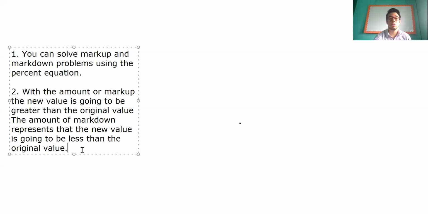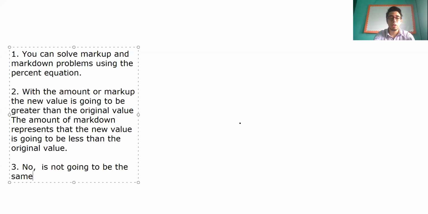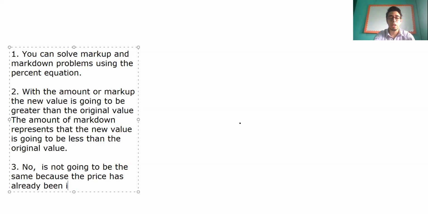So explain why the new price is not the same. In this case, it's not going to be the same either. No, it's not going to be the same because the price has already been increased. If you apply the same percent but you have different values, you start with a price, later you increase it and try to obtain the same percent of this, it's not going to be the same result.